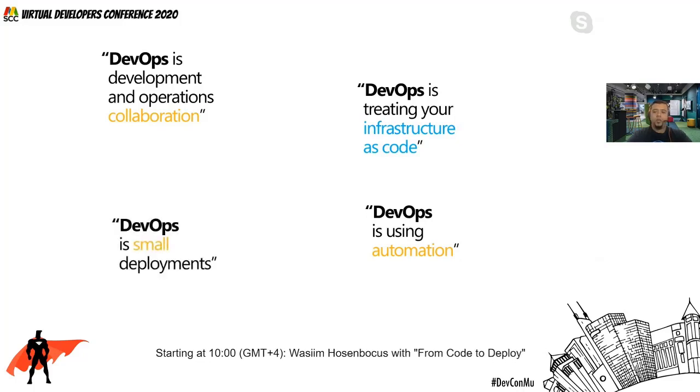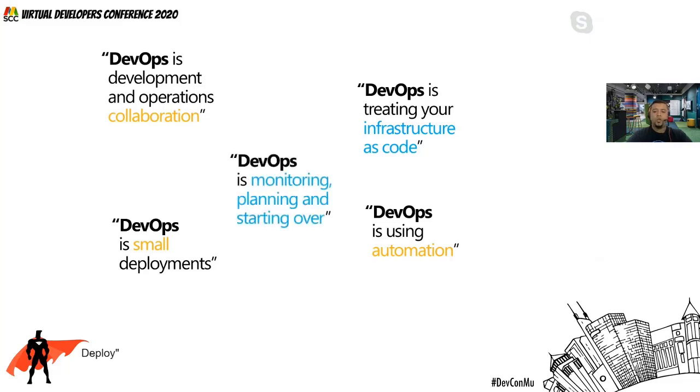DevOps is also small deployments, because when you think about the agile concept, we want to deploy, listen to feedback from our customers, and then go back to the board and start again. We fix whatever was not correct, and we improve on what is good already. DevOps is also monitoring, planning, and starting over, because it's an infinite loop. Once you're done with your deployment, you monitor your application, you plan again, and start over, because we want to keep running everything in iterations.